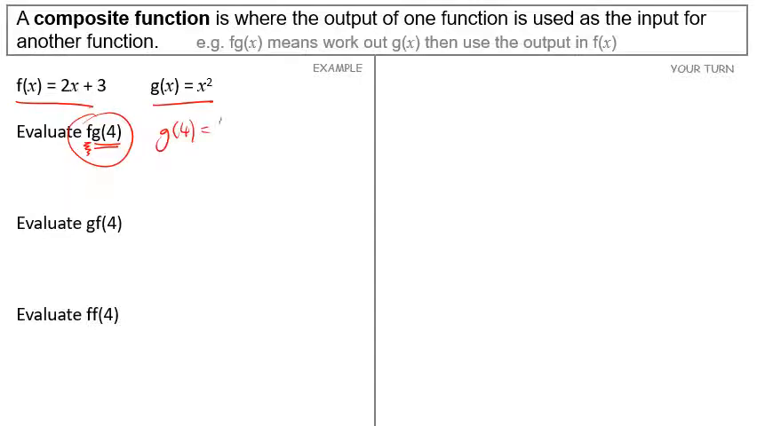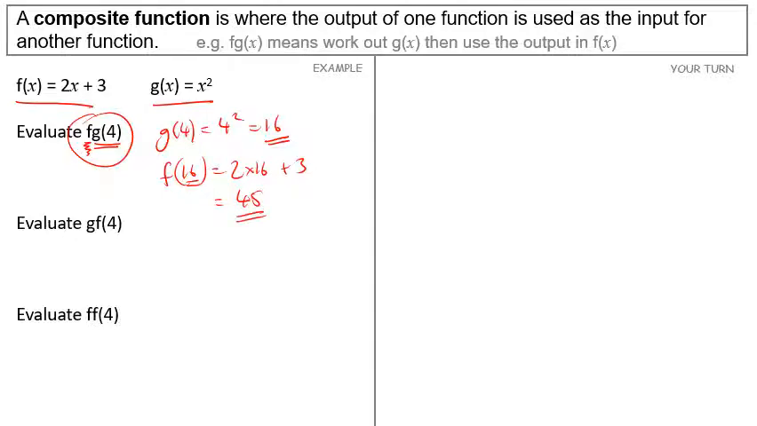So if we substitute 4 in, we've just got 4 squared, which is 16. We then use this output as the input for f. We've got 2 times 16 plus 3.